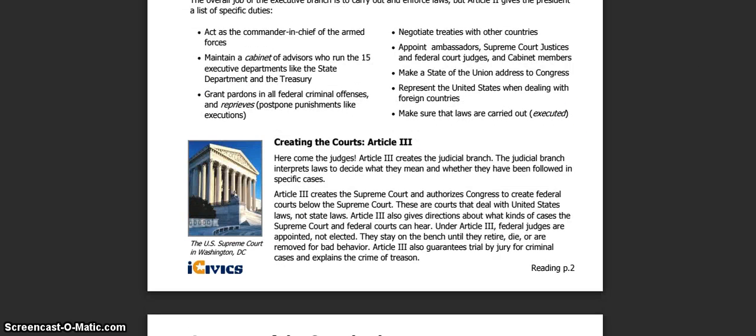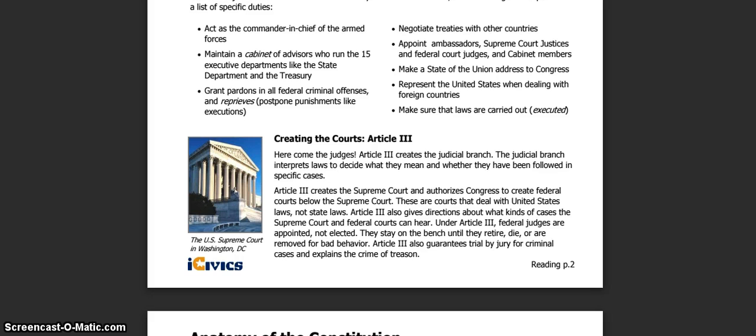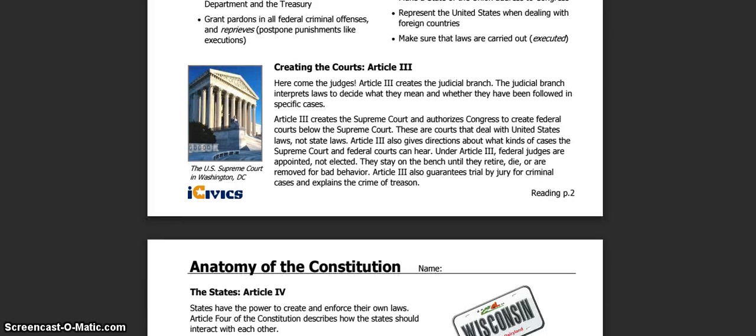Creating the courts, Article 3. Here come the judges. Article 3 makes the judicial branch. The judicial branch interprets laws to decide what they mean and whether they have been followed in specific cases. Article 3 creates the Supreme Court and authorizes Congress to create federal courts below the Supreme Court.